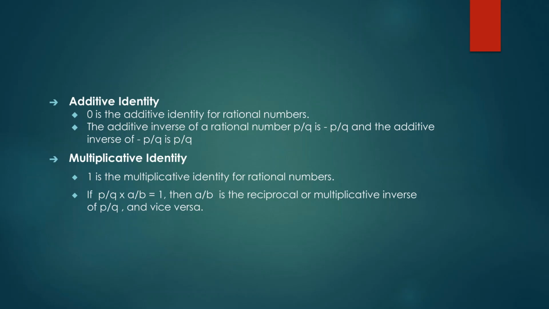Now, the next identity is the multiplicative identity. What is the multiplicative identity? 1 is the multiplicative identity for rational numbers. If p upon q into a upon b is equal to 1, then a upon b is the reciprocal or multiplicative inverse of p upon q and vice versa. For example, 1 upon 2 into 2 upon 1 is equal to 1. So 1 upon 2 is the reciprocal of 2 upon 1, and 2 upon 1 is the multiplicative inverse of 1 upon 2.